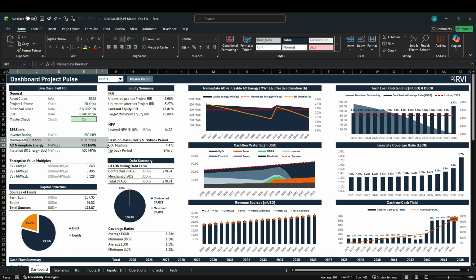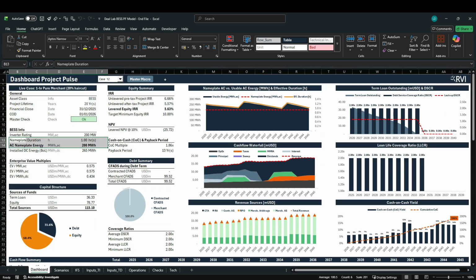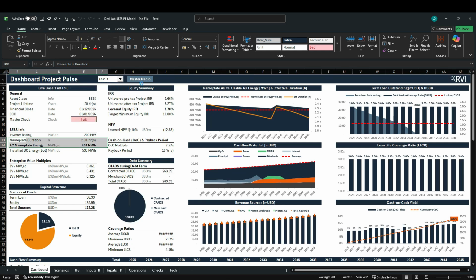The key point is this: whether you need one augmentation or two over 20 years depends entirely on the revenue structure. A fully merchant case like case 12 degrades much faster and requires two augmentations. A fully contracted tolling case like case 1 will likely only need one augmentation.